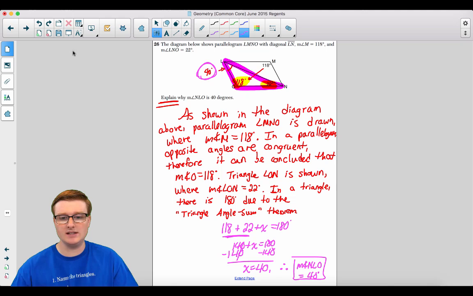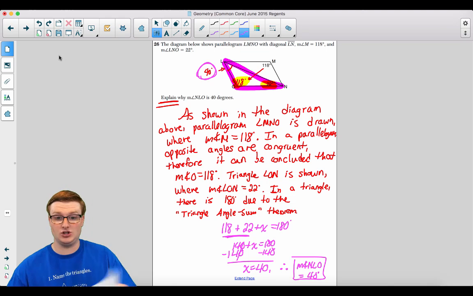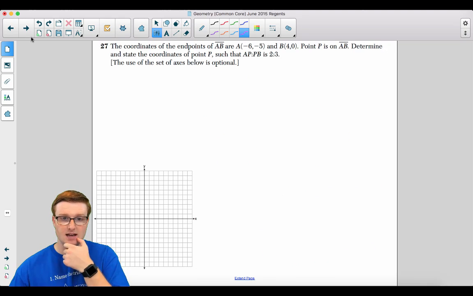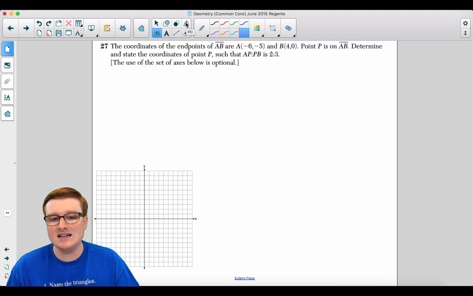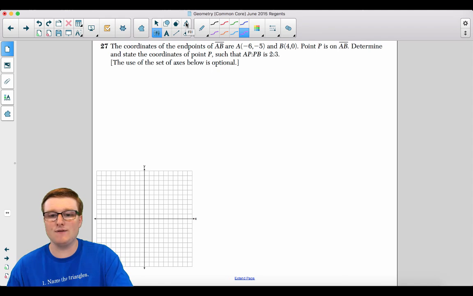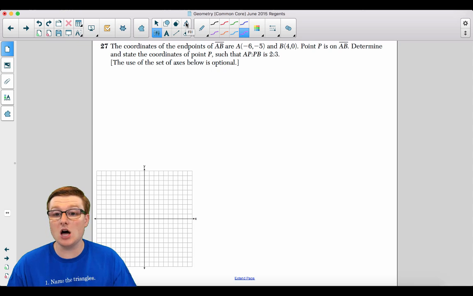All right, that's question number 26. That's a really in-depth question. Let's move on to question number 27. The coordinates of the endpoints of line AB are A (-6, -5) and B (4, 0). Point P is on AB. Determine and state the coordinates of point P such that AP to PB is 2 to 3.